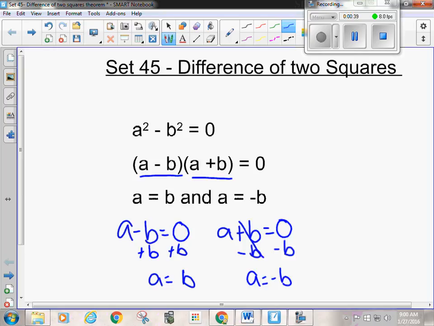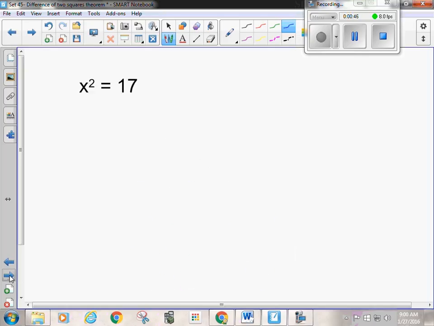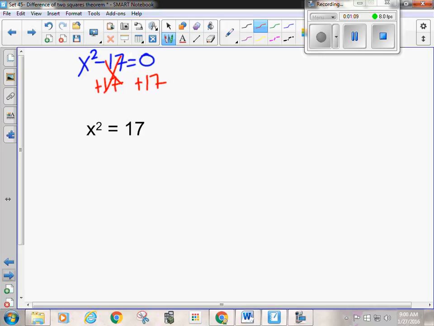So those two are very nice and simple and easy, but we're not always going to see a difference of perfect squares. So here, this problem could have started easily like this. 17 is not a perfect square, so we can't just split it into a plus b and a minus b. So we are going to solve these ones a little bit differently. I would go ahead first, and this one was adding the 17 to both sides, and that's how we got this. Now we need to get rid of the squared.